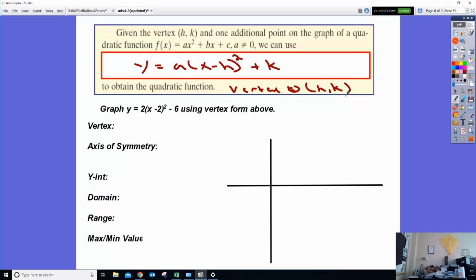So, where's this thing's vertex? Here's the equation. Where's its vertex? (2, -6). Where's the axis of symmetry at? x equals 2. It is a line. So right 2, all the way down 6. Right there. There's your line of symmetry.